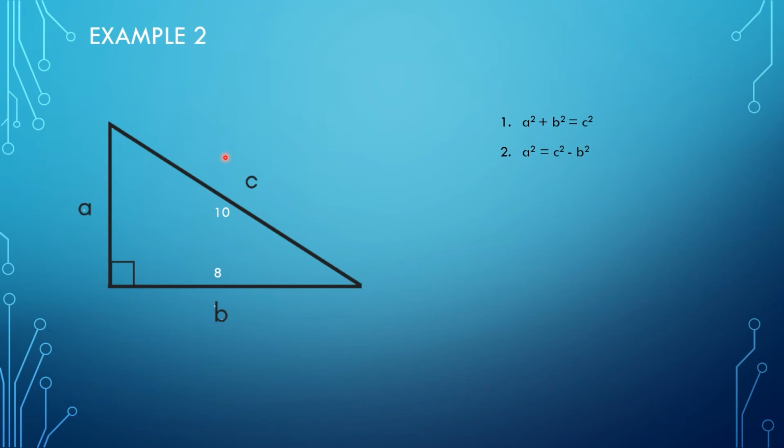Now we have the same process here. We plug in the numbers. So we have a squared is equal to 10 squared minus 8 squared, which is a squared is equal to 100 minus 64. So a squared is equal to 36. As mentioned in the previous example, we don't need to know what a squared is. We need to know what a is equal to. Therefore we will have to square root 36, which is equal to 6.